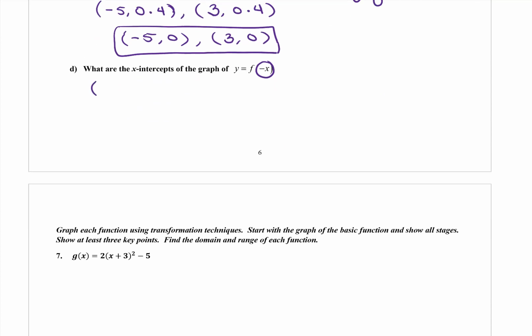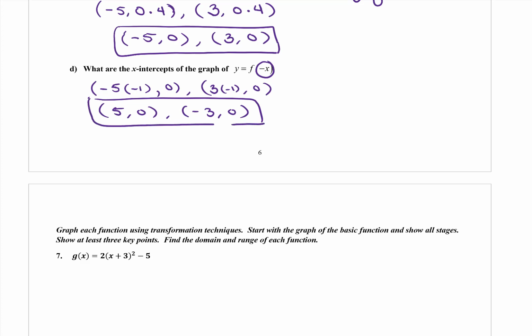We're going to multiply the x values by a negative. So it's going to be negative 5 times negative 1, comma 0, and it's going to be 3 times negative 1, comma 0. So my new x-intercepts will be 5, comma 0 and negative 3, comma 0. Yes, box that in.